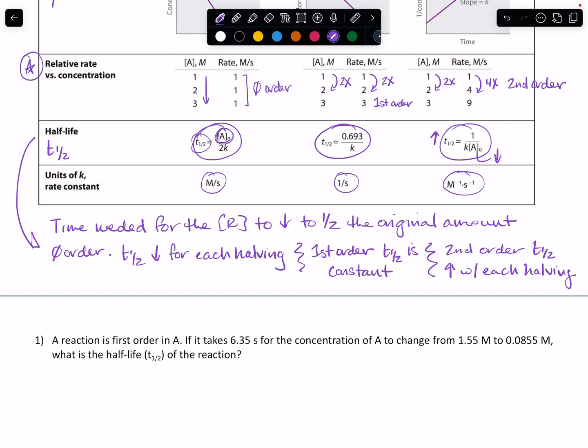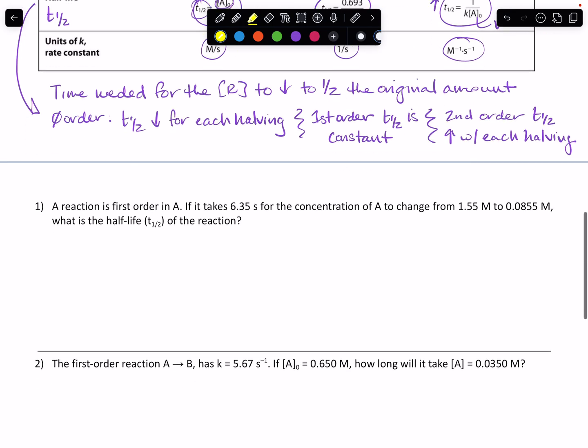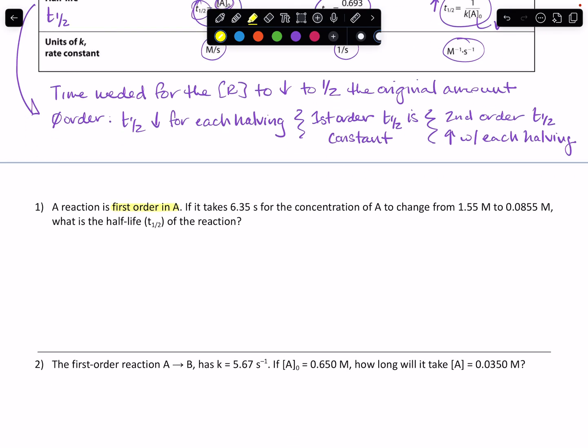All right, so what can we do with this information? Well, we can solve a lot of mathematical problems. So we're going to go through a couple different ones. A couple things to keep in mind. These are formula-driven problems for the most part, so you need to list out your variables and make sure you're paying attention to which order the reaction is, because that's going to determine what formulas you can use. So here a reaction is first order in A, takes 6.35 seconds for the concentration of A to change from 1.55 molar to 0.0855 molar.